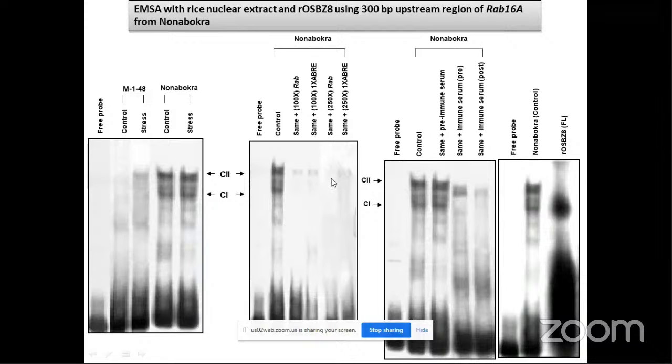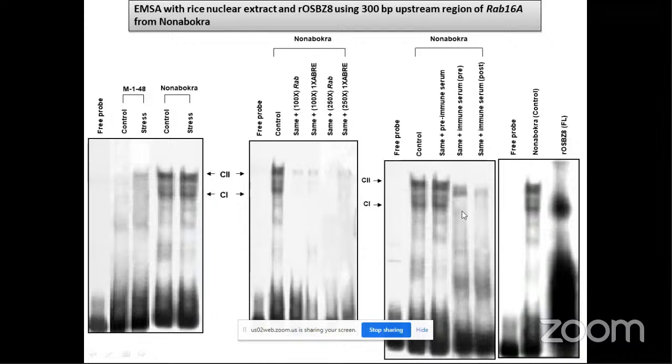But the interesting part which we got is that here you are getting two complexes. You can see two bands, one is the lower one and another is the upper one. So initially we were quite confused why we are getting these two kinds of complexes instead of just one.